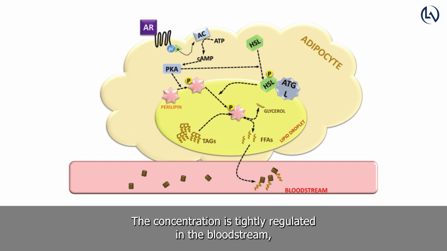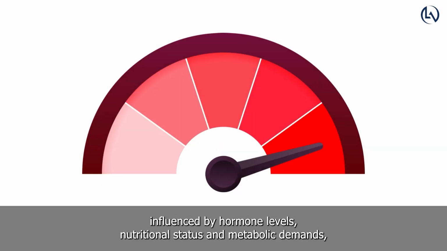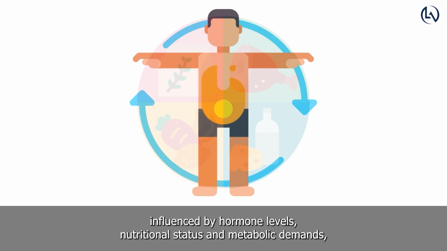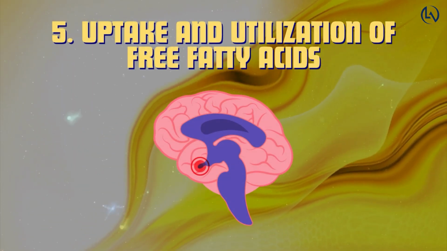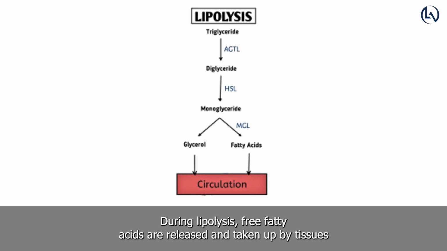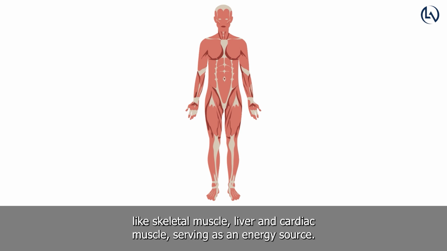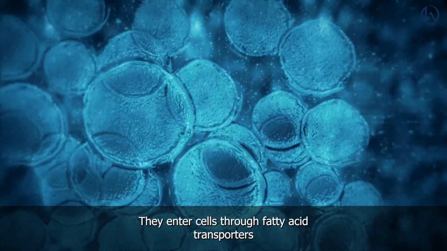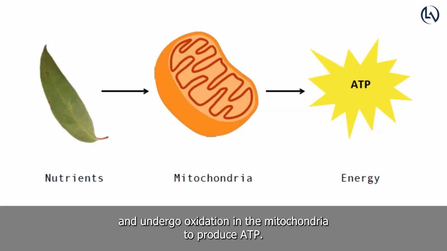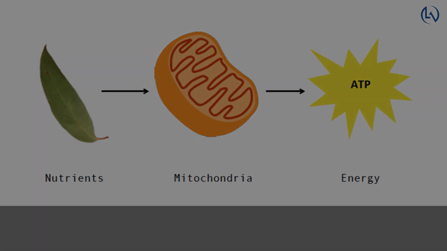Their concentration is tightly regulated in the bloodstream, influenced by hormone levels, nutritional status, and metabolic demands. Uptake and utilization of free fatty acids. During lipolysis, free fatty acids are released and taken up by tissues like skeletal muscle, liver, and cardiac muscle, serving as an energy source. They enter cells through fatty acid transporters and undergo oxidation in the mitochondria to produce ATP.